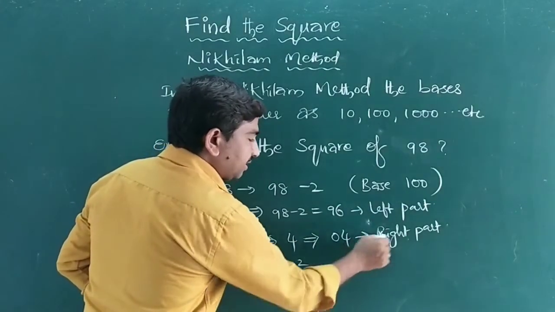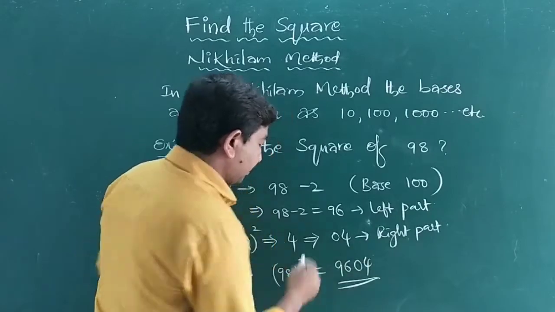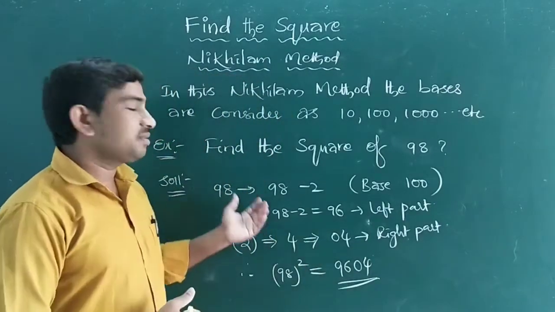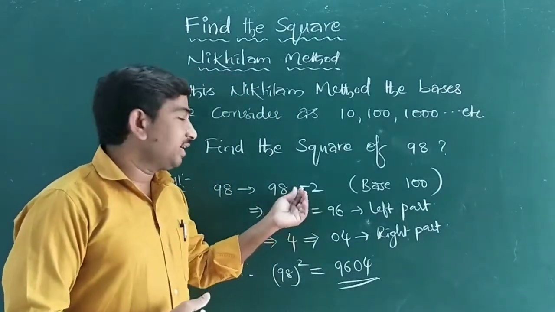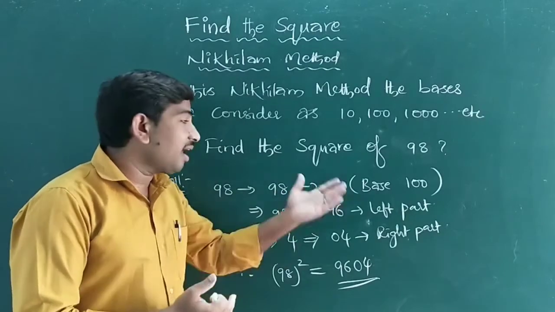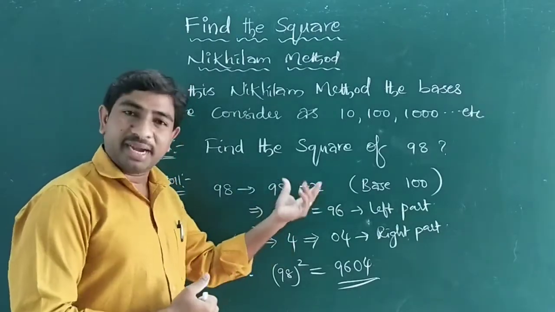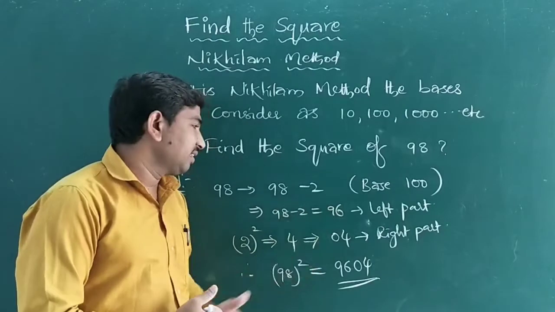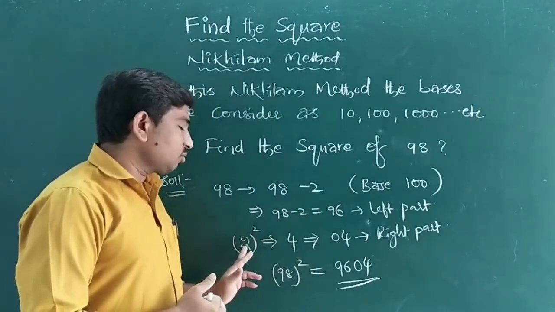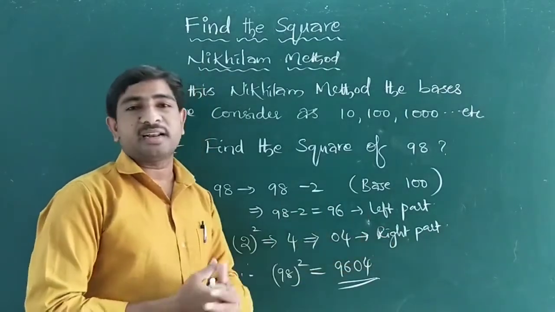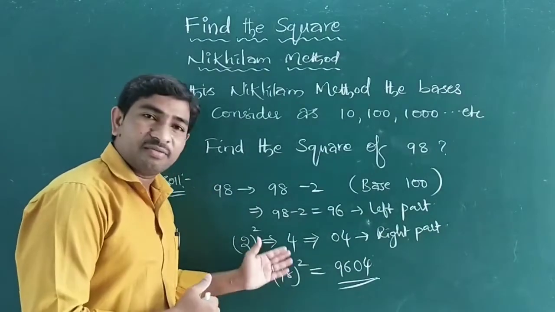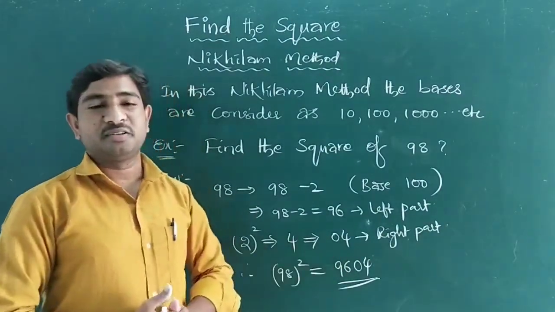Now the final answer is, so 98 whole square is equal to, we can write it as: left part 96, right part 04. This is the answer. Very easy. So 98 is 2 less than 100, so that's why 98 minus 2 we have to do here. 96 is the left part, and 2 square is 4, so 04 is the right part. So the final answer of 98 square is equal to 9604.